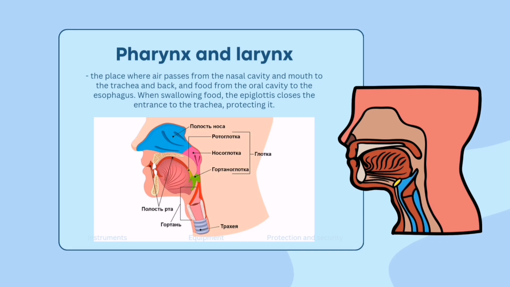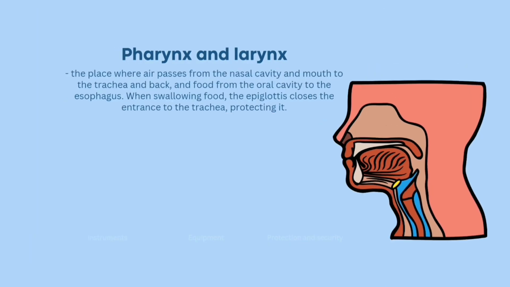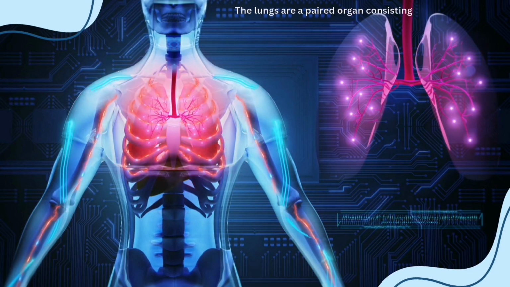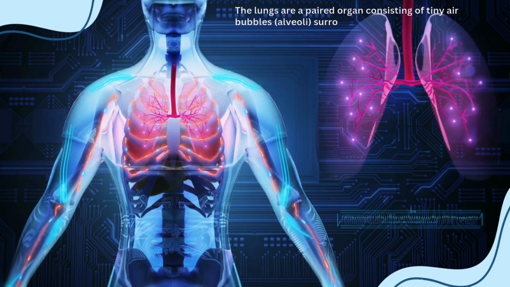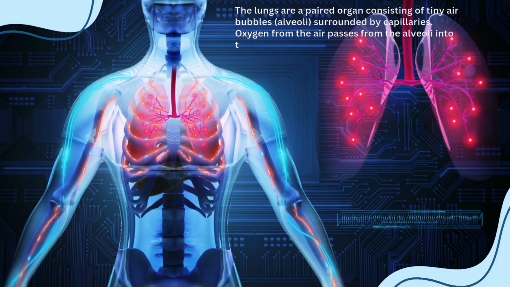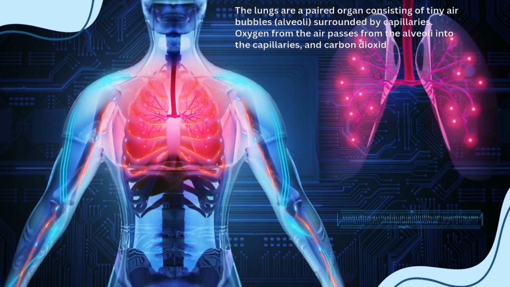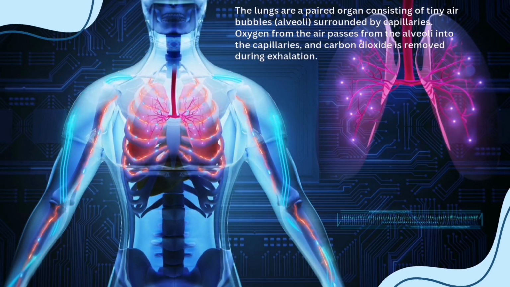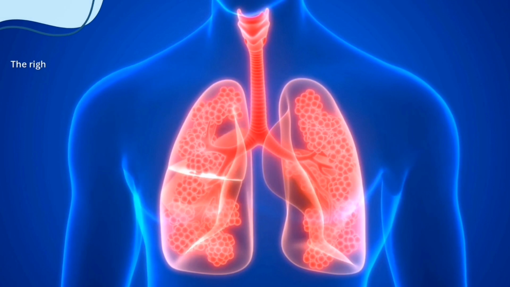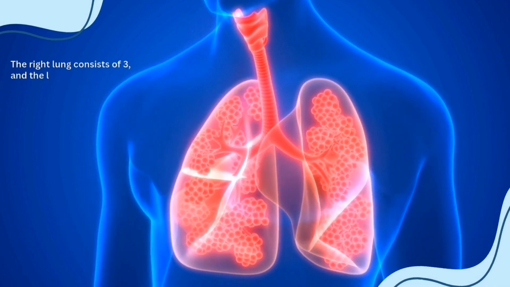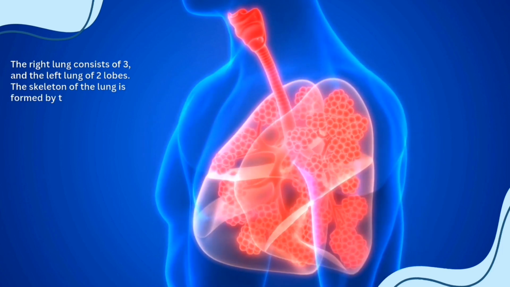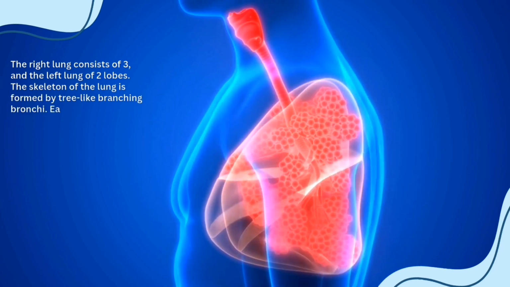In this picture, we are looking at the upper part of the respiratory system. The lungs are paired organs consisting of tiny air bubbles, alveoli, surrounded by capillaries. Oxygen from the air passes from the alveoli into the capillaries, and carbon dioxide is removed during exhalation. The right lung consists of 3 and the left lung of 2 lobes. The skeleton of the lungs is formed by tree-like branching bronchi.